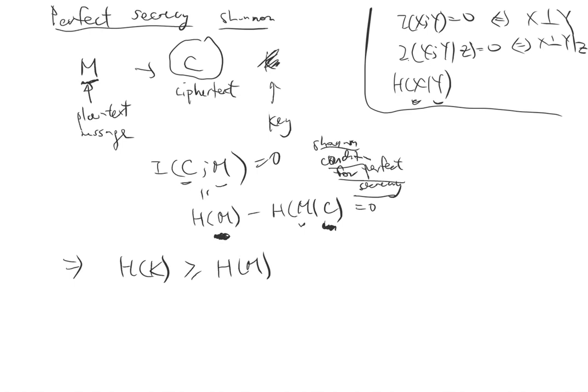I'm sorry, what's this condition? H(K) is greater than H(M)? Oh, okay. This is a theorem actually. Yes, we will need a proof for that. This comes from here: if we want this perfect secrecy, if you agree with this condition, then it will lead to a conclusion like this. So should I leave you guys to try to prove that? I don't know.